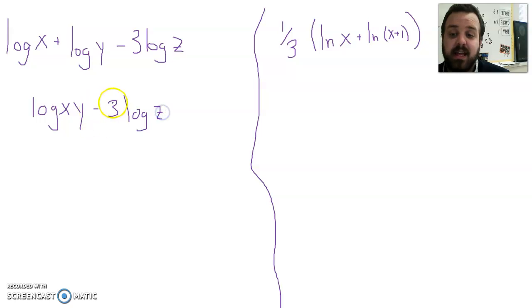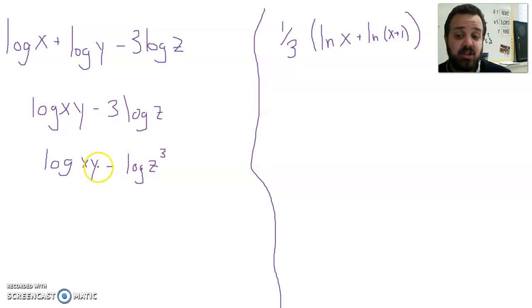Additionally, I see this 3 out front of this log. That I can bring up and make an exponent. That's how we can condense it. So doing the opposite of take the exponent, move it down, which is expanding, here we're going to move it up. So I can rewrite that as the log of xy minus the log of z to the third.